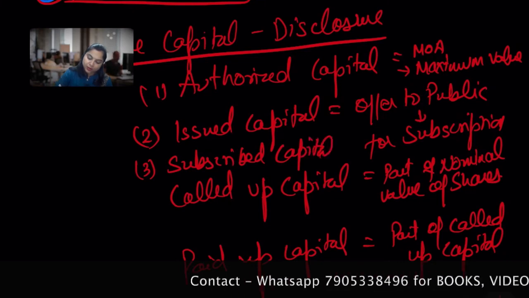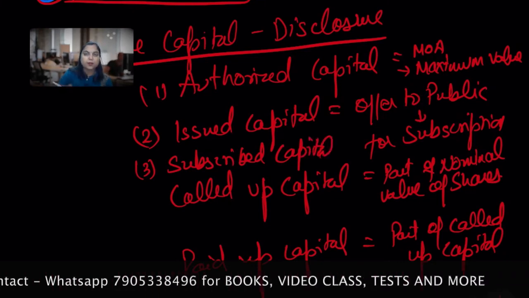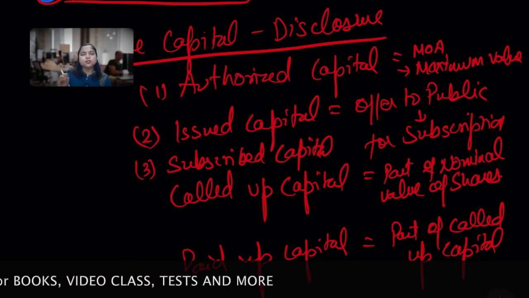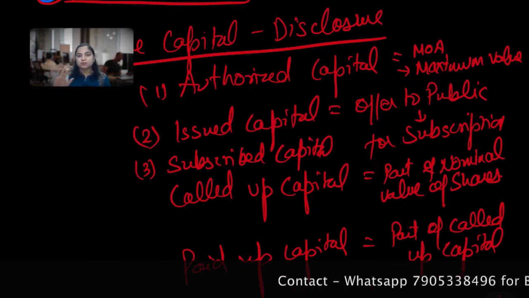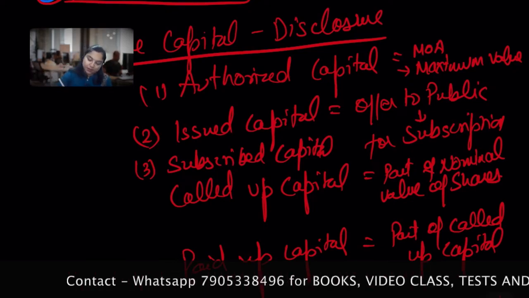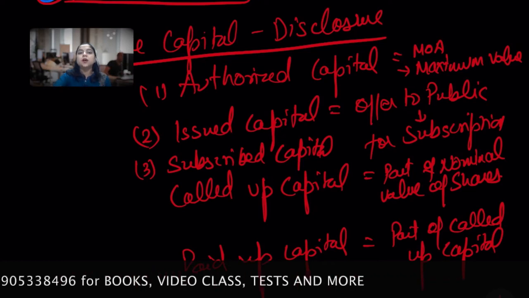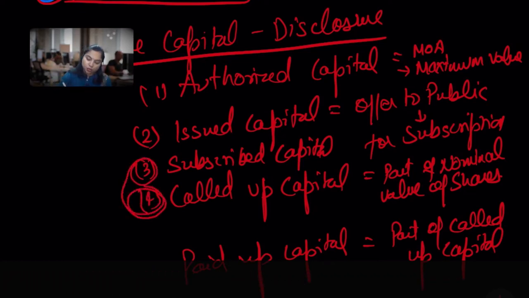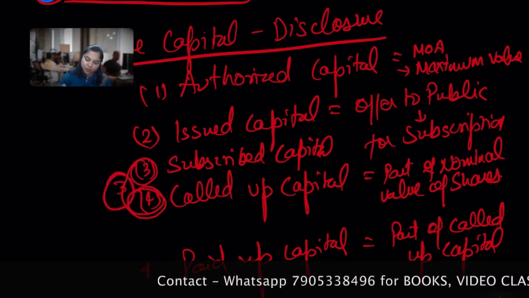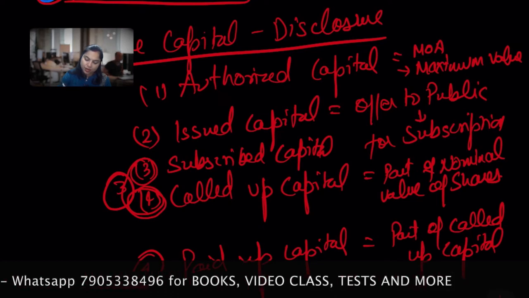Okay, subscribed. Sometimes these go separately, sometimes go hand in hand. But if nothing is mentioned, show it separately. Issued means the company issued to the public for subscription. Subscribed means which the public subscribed. Paid up means then we have paid up capital and called up capital. So sometimes these all go hand in hand. Okay, so I'm marking them 3. Is it okay? And this is 4.